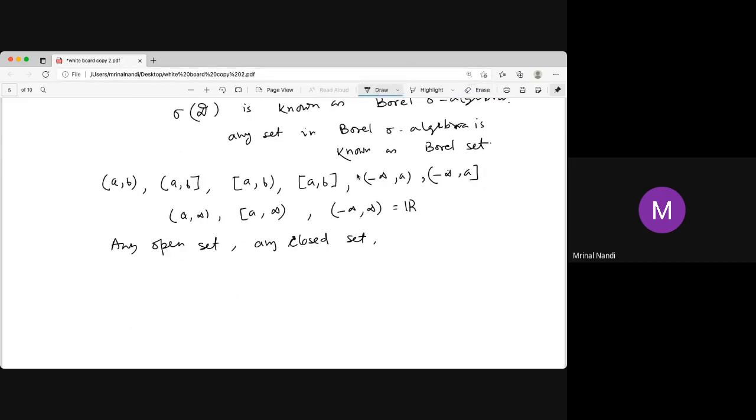And eventually a singleton set is also Borel. Why? How can we write a singleton set in terms of these half open, half closed intervals? Easy. If you take a singleton {b}, it is nothing but the intersection over n equal to 1 to infinity of (b minus 1 by n, b] closed. So these two sets are equal. It's trivial to check and verify that these two sets are equal.